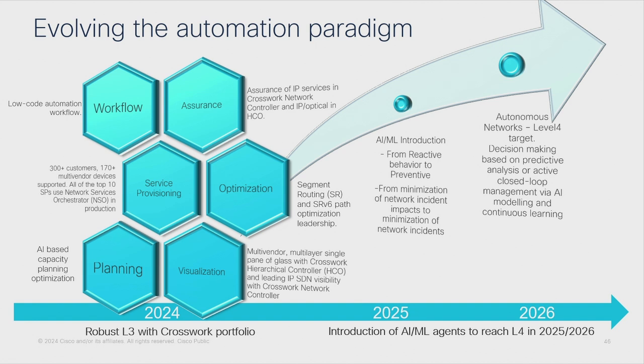Planning, which is probably the first area where we started introducing AI, with AI-based capacity planning and optimization, and visualization, again done specifically by each domain controller, but spanning all the layers from layer 0 to layer 3 of the OSI stack in the hierarchical controller. So this is our starting point, something that is a robust level 3 in the autonomous network ladder, and which will evolve, which we are already evolving towards level 4.